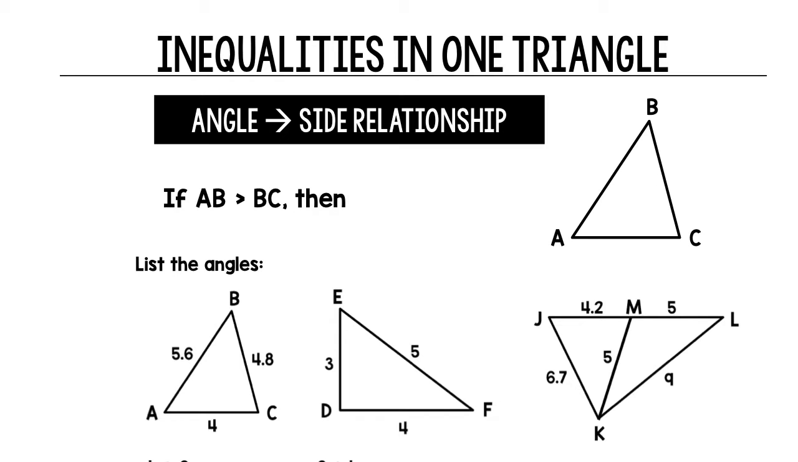We're going to look at the angle-side relationship. This tells us if AB, this one right here, is greater than BC, this one right here, then the measure of angle C is greater than the measure of angle A. Let's talk about how that's possible. So we're saying this side length is longer than this side length. So the sides are going to correspond to the angles that they face.